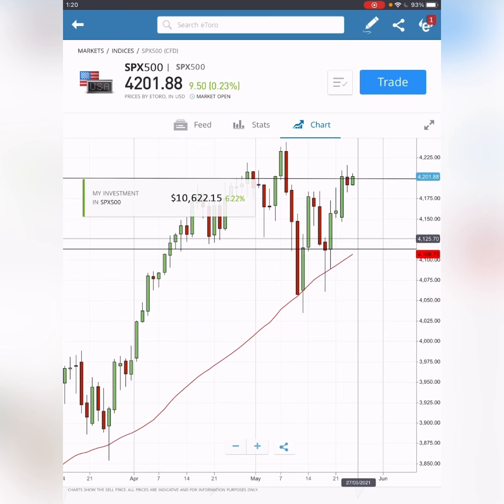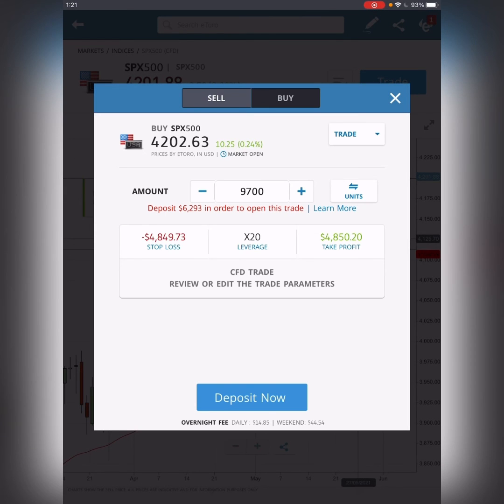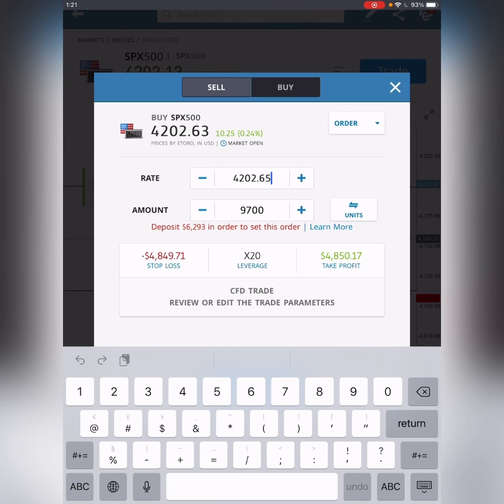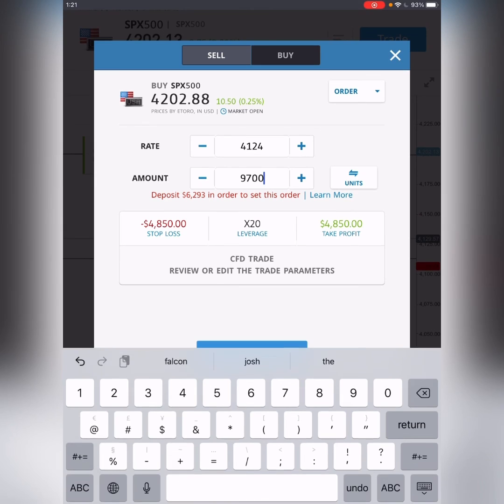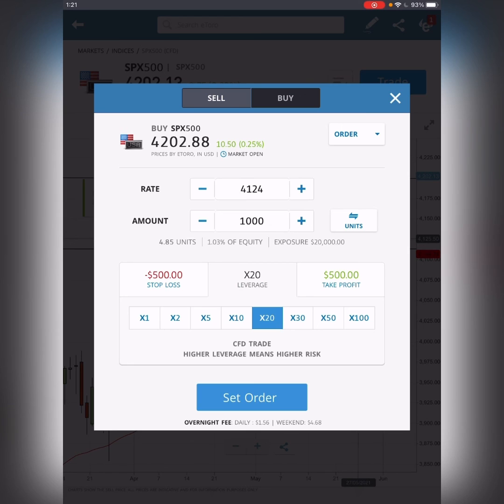Whenever you want to enter the market, you just have to place that trade, click trade. Now what happens is you click trade again, you go to order. So you put the rate. What did we say? 4124. Then you put the amount, let's say $1,000. It's X20, nope, let's put X1. So you get exposure of $1,000. No, there's no leverage.